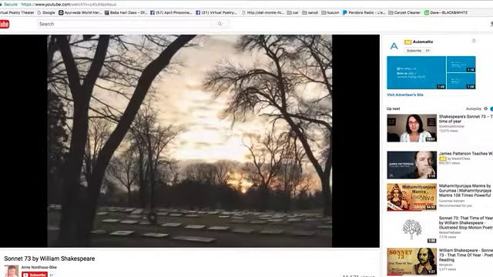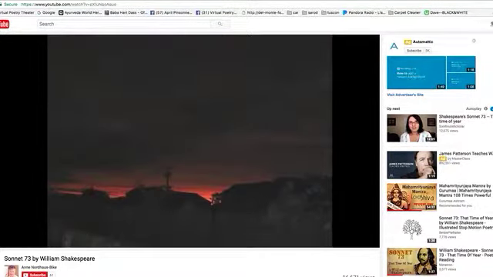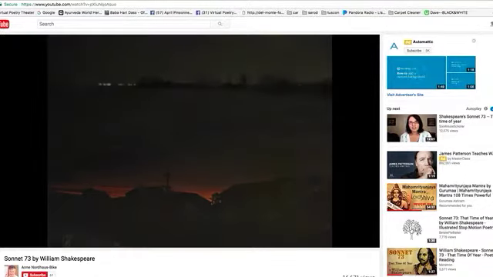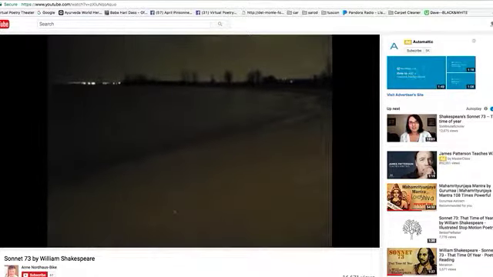In me thou seest the twilight of such day as after sunset fadeth in the west, which, by and by, black night doth take away, death's second self, that seals up all in rest.